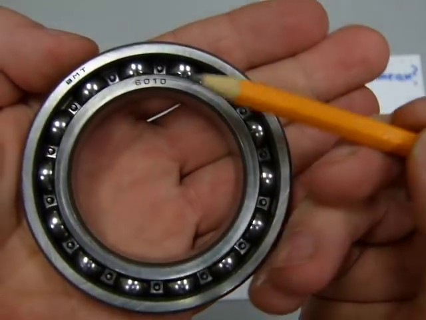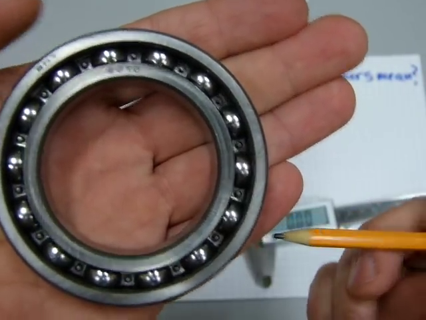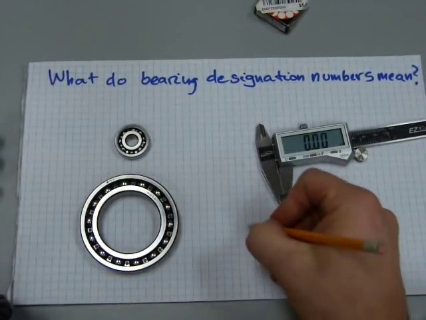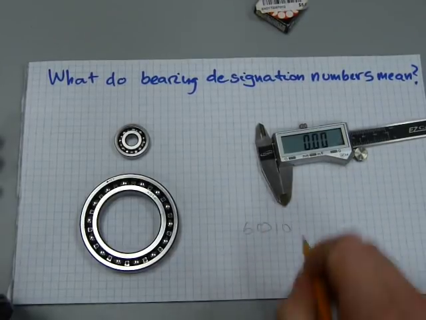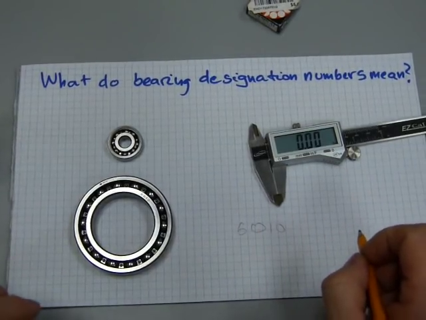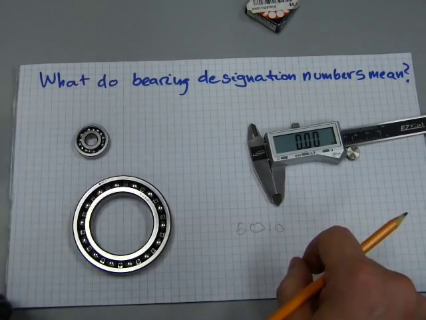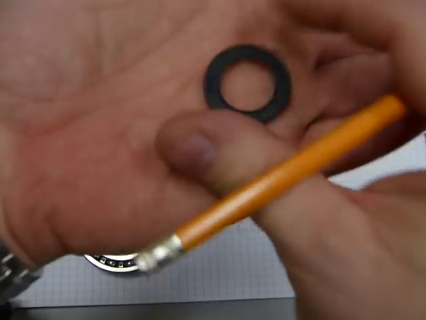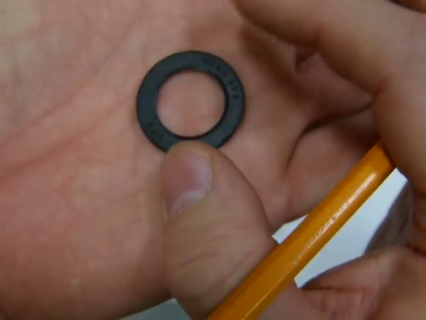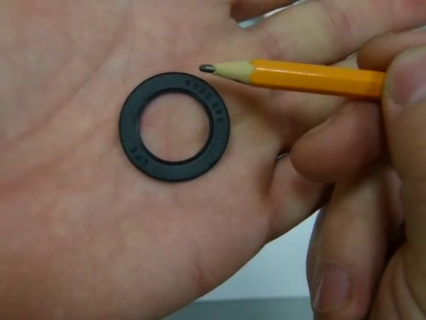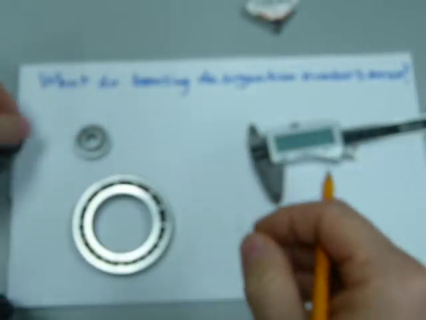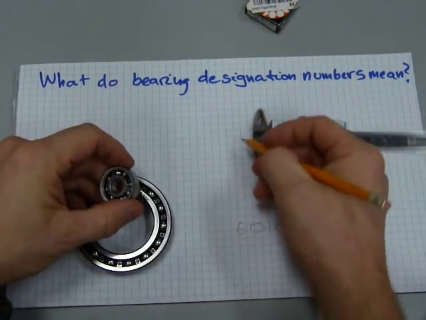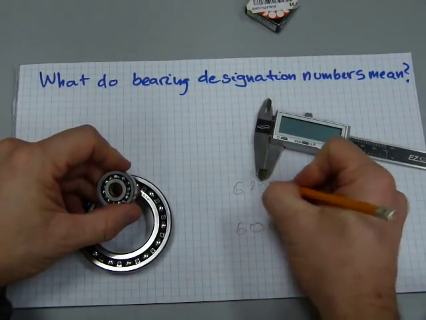First off, you can find them on the bearing itself. This one is a 6010. I'm gonna write it down here. It's a 6010 bearing. Sometimes you can find those designation numbers on a seal itself, like in the case of this one. And this reads 6002. Or this little bearing, I know it's 6200.